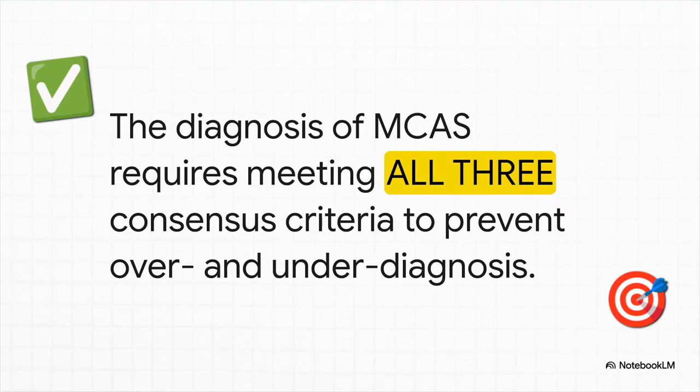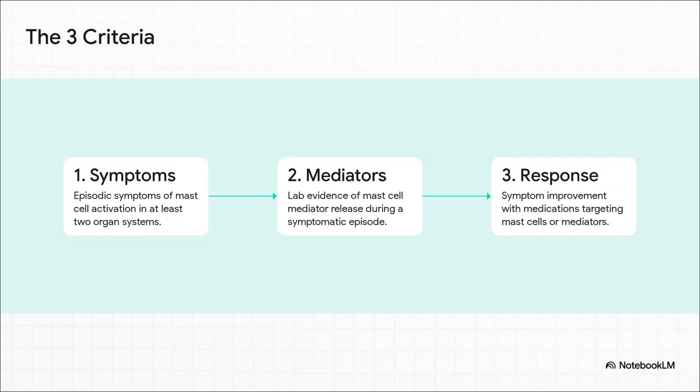And I really can't stress this enough. The patient has to meet all three of these criteria. Not one, not two, all three. This is so important because it helps us avoid both overdiagnosing and underdiagnosing this condition, which are both huge problems. So let's break them down.